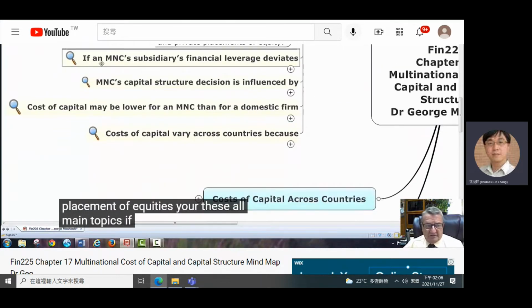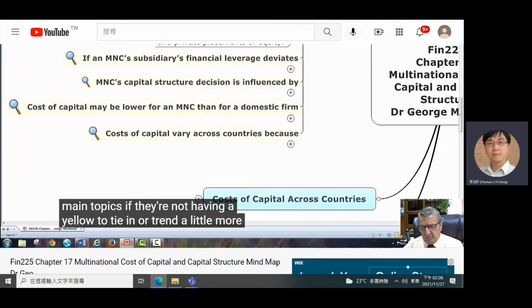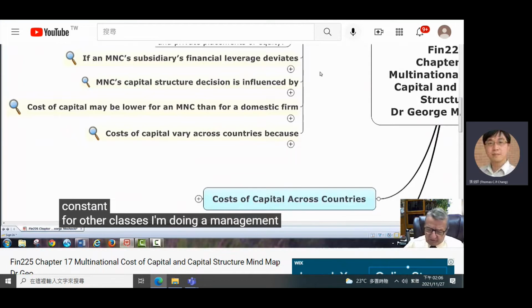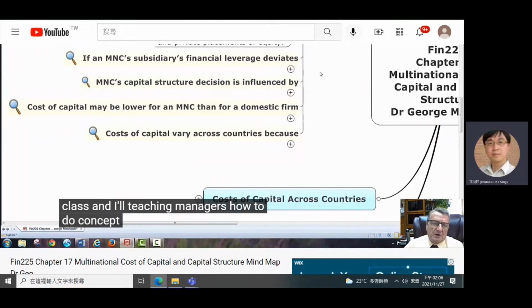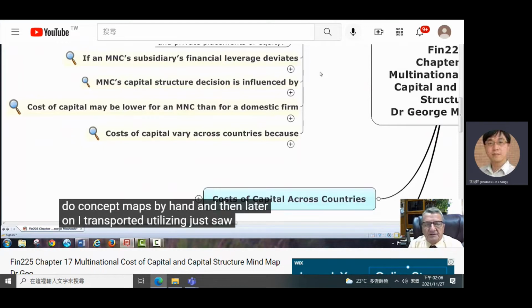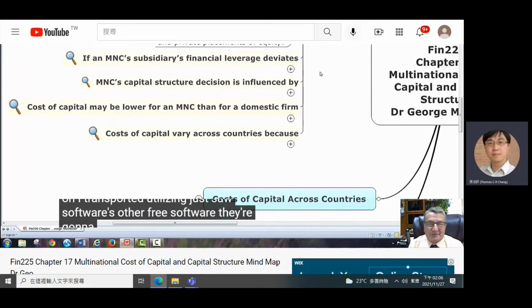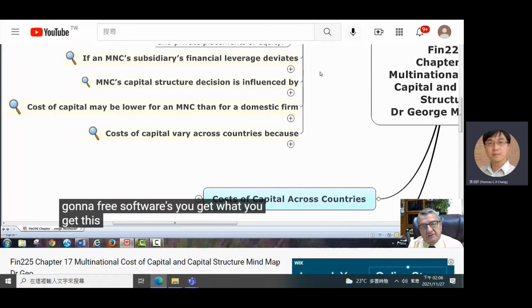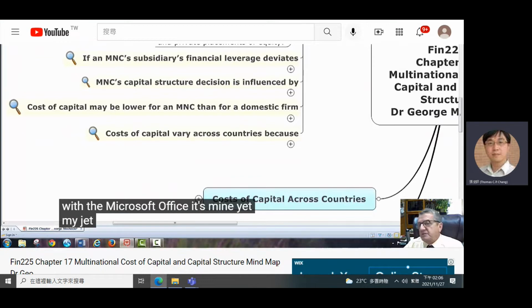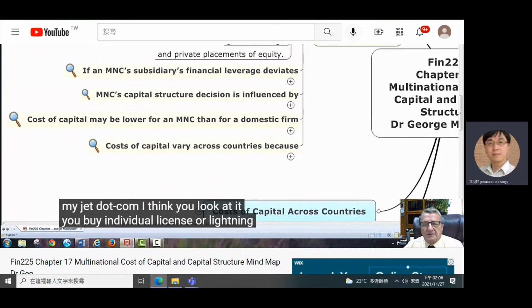These are all main topics, and I have them in yellow to tie in. I'm trying to be a little more coordinated. I've done concept maps for other classes. I'm doing a management class, teaching managers how to do concept maps by hand, and then later I'll transfer it using this software. There's other free software. You get what you get. This one you pay for, and it does pretty well. It works well with Microsoft Office. It's mindjet.com, I think. You buy an individual license or a license for your organization.